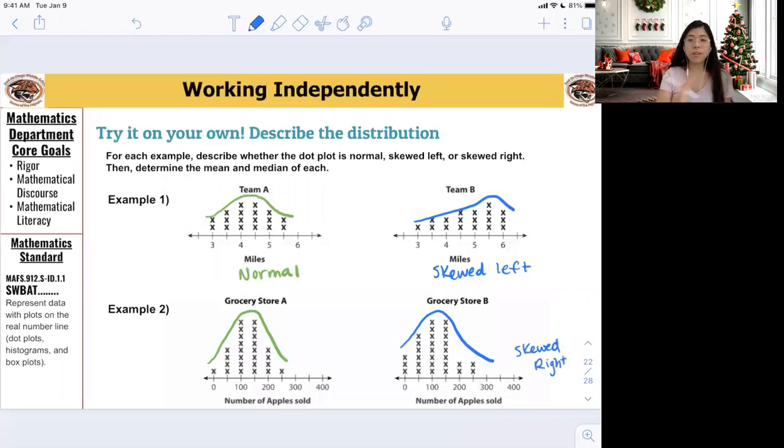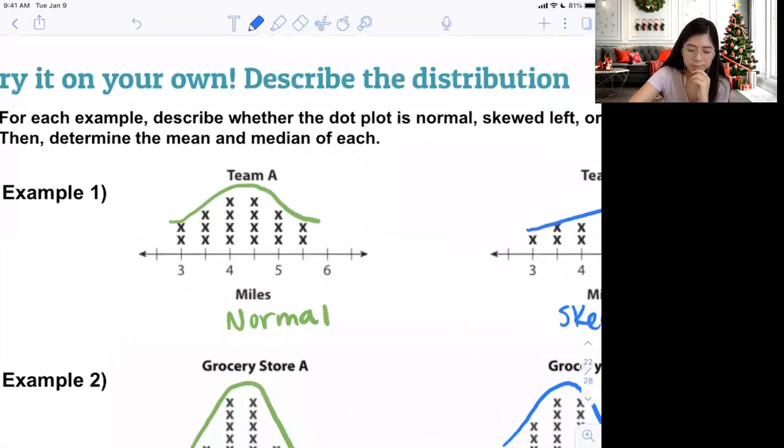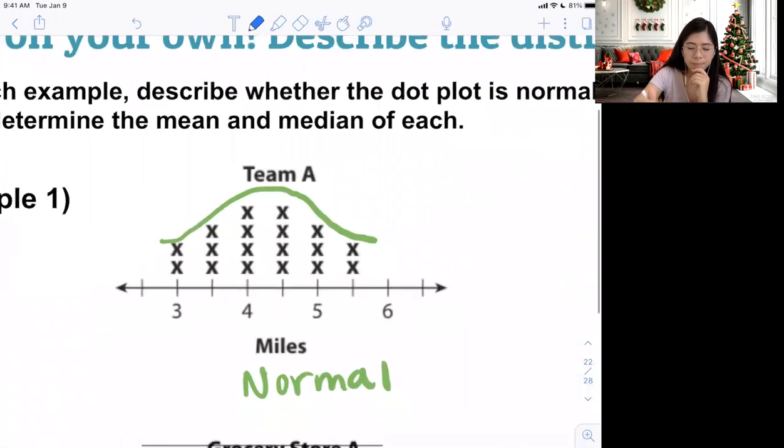Okay, good. Not too hard to notice that visually. But now let's see what that means about the mean and the median. Luckily in dot plots, and especially these, they're very small, not too many numbers in them. It's not too hard to calculate the mean. Let's take a look at team A, for example.